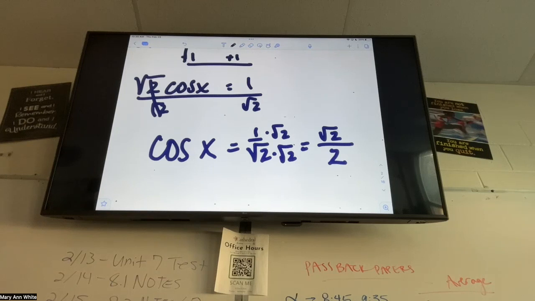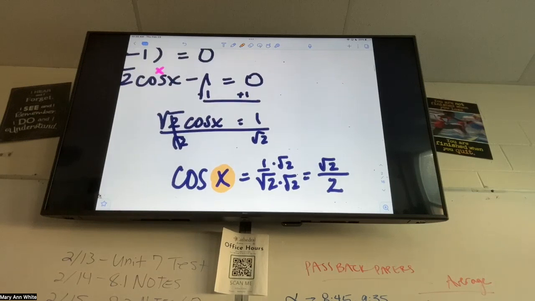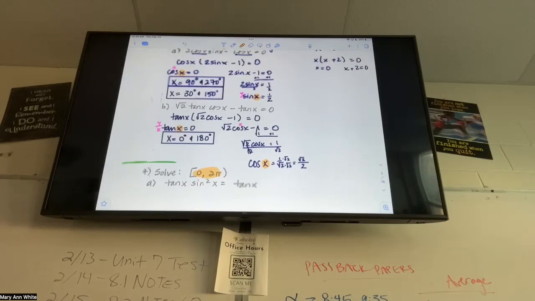Okay, so now I'm asking myself what angle has an x or a cosine that's √2 over 2? 45, good. What other quadrant will there be a positive? 4. Good. What's the 45-degree angle there? 315.